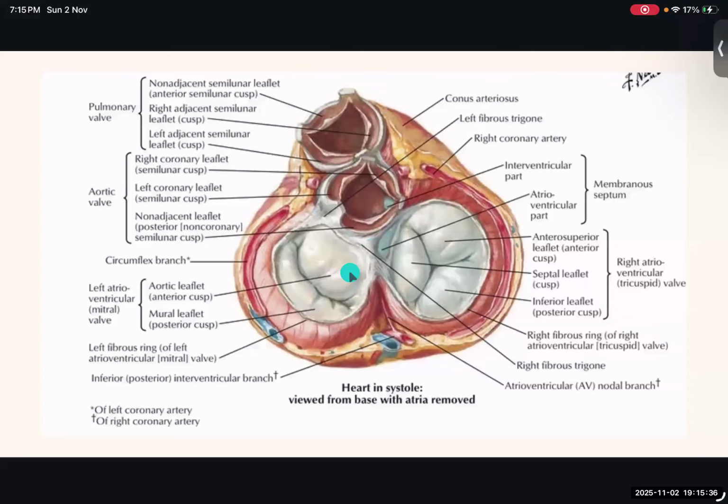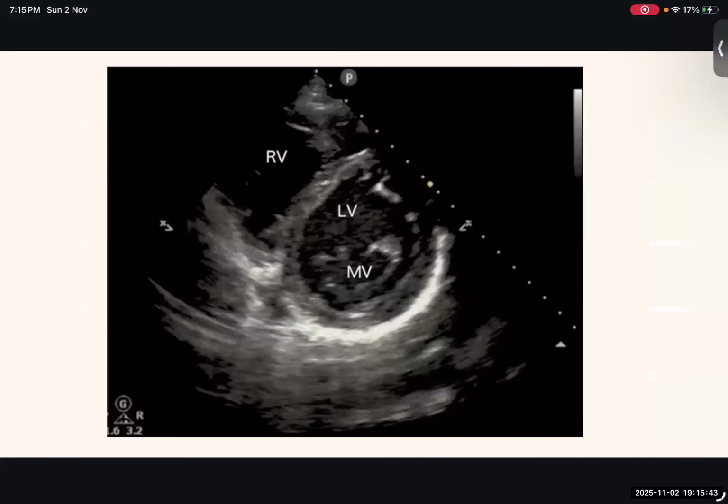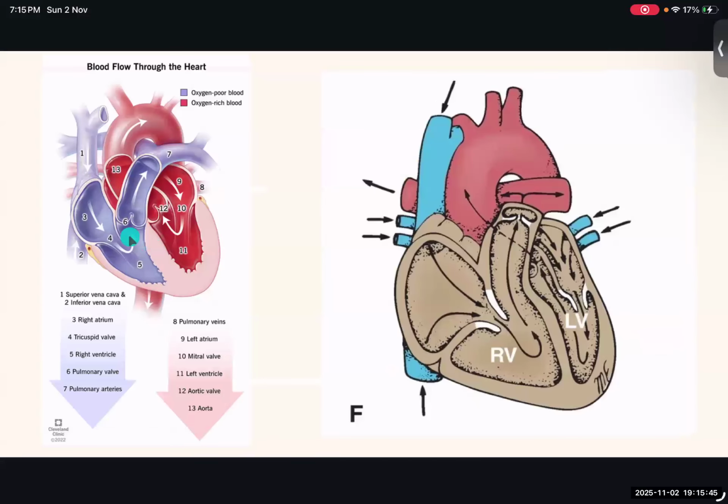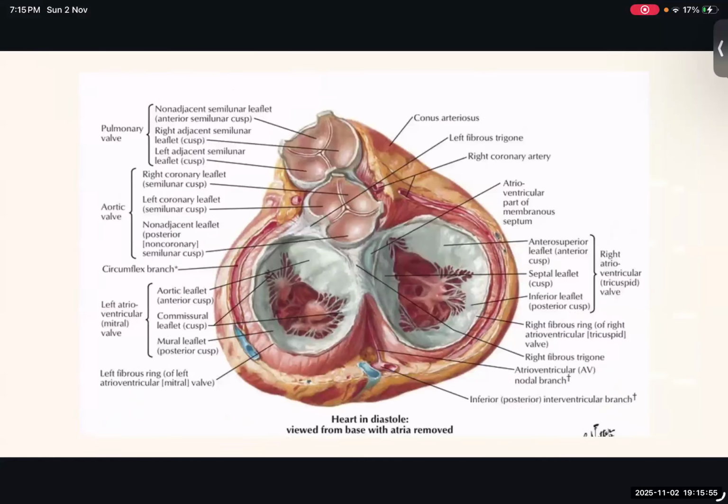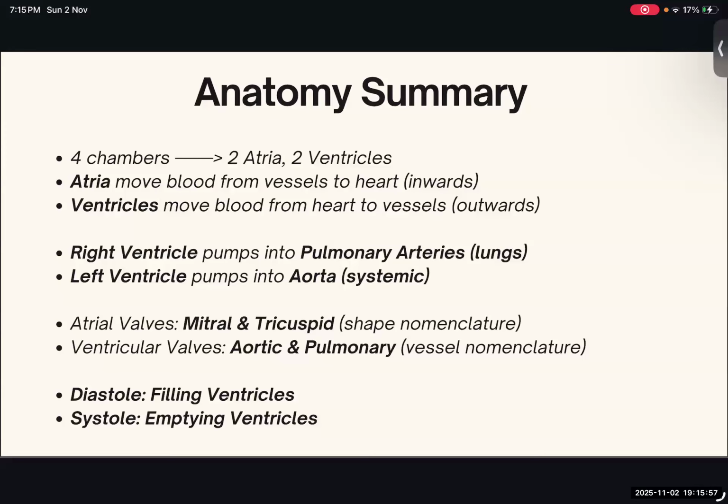So as you can see here, during systole, the tricuspid and mitral valves are going to close. This is because we want to prevent backflow of blood into the vessels, and we want it to go into these big vessels and out to the rest of the body. That is why we have the valves in the first place. So this is a very quick summary of the anatomy. We have 4 chambers, 2 atria, and 2 ventricles.